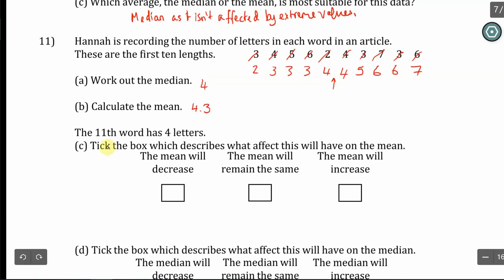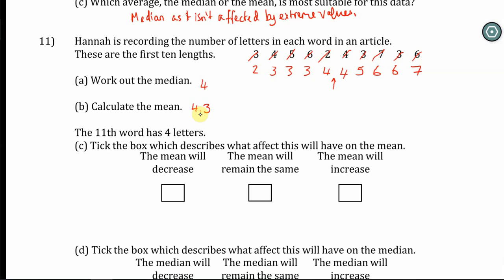Okay, and it says the 11th word has 4 letters. Tick the box which describes what effect this will have on the mean. So will the mean decrease? Will it remain the same? Will it increase? Well, if this 11th word has any fewer letters than the mean, it will decrease the mean. If it has any more letters than the mean, it will increase the mean. And if it had the same number of letters as the mean, it will just stay the same.